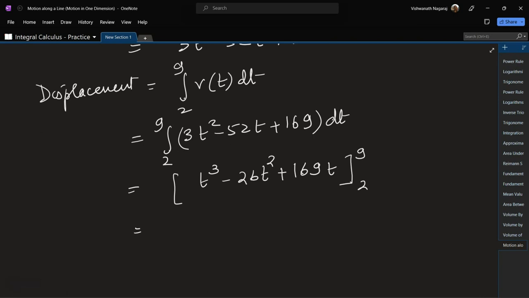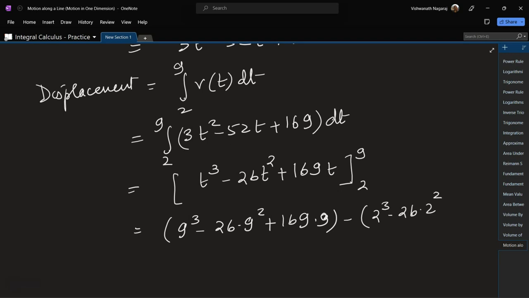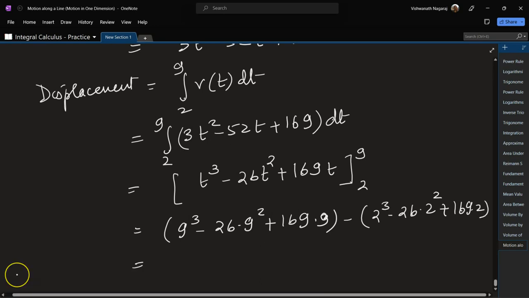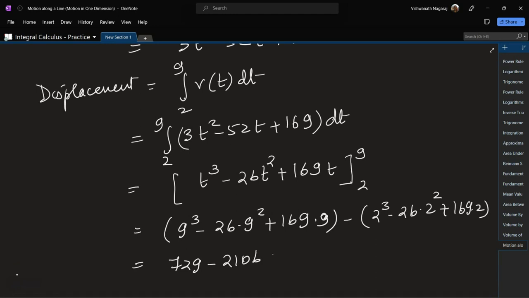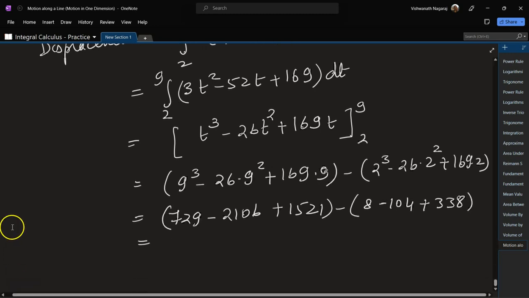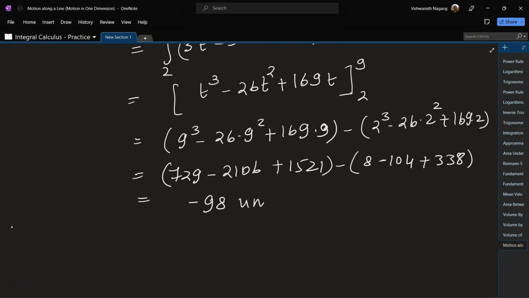Now this would be 9 cube minus 26 times 9 square plus 169 times 9, minus 2 cube minus 26 times 2 square plus 169 times 2, which gives us 729 minus 2106 plus 1521 minus 8 minus 104 plus 338, which gives us minus 98 units. Is that the displacement?